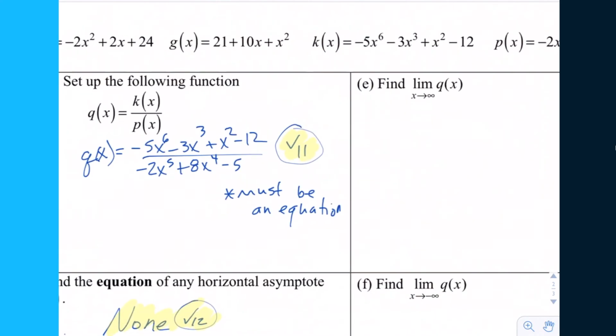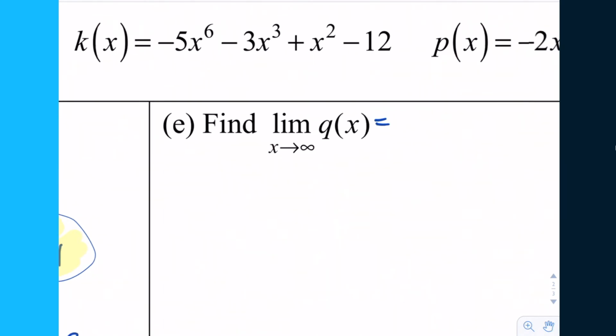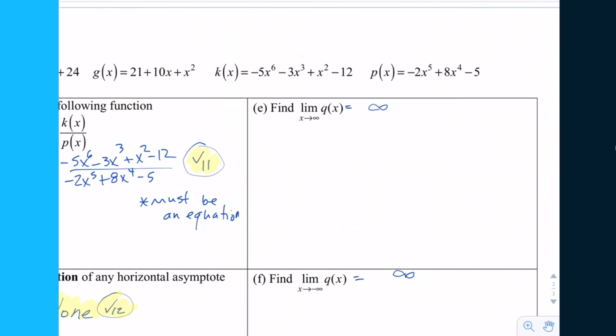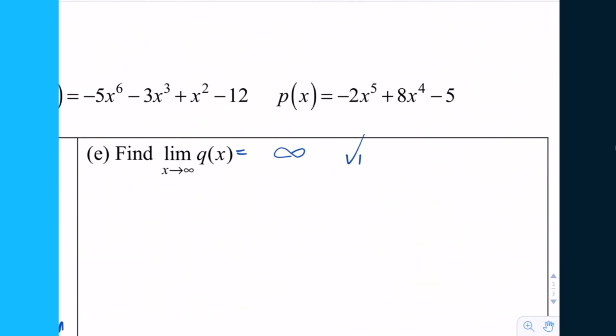The limit as x goes to infinity. Well, we know that since the top is a larger degree, the answer to both of these is going to be some type of infinity. Yes? Some type of infinity. All right, so that's the 13th check. I'm going to give you the 14th check for putting any type of infinity. Any type of infinity.